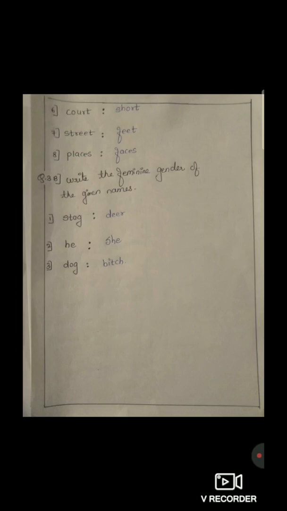So students, the remaining part of the revision I am going to explain in the next lecture. If you have any doubt regarding the grammar part or about the revision, you can call me or WhatsApp me on my personal number.